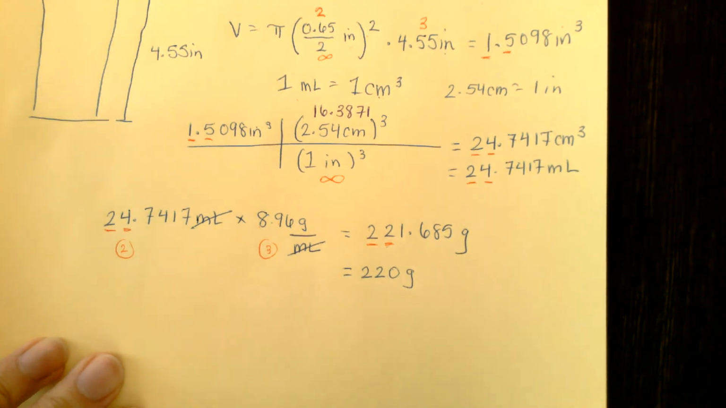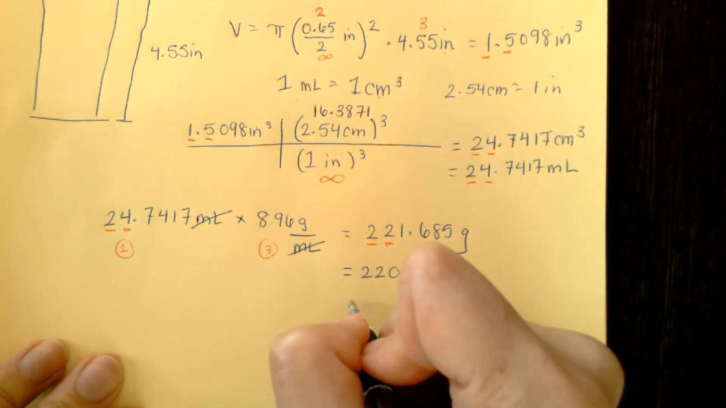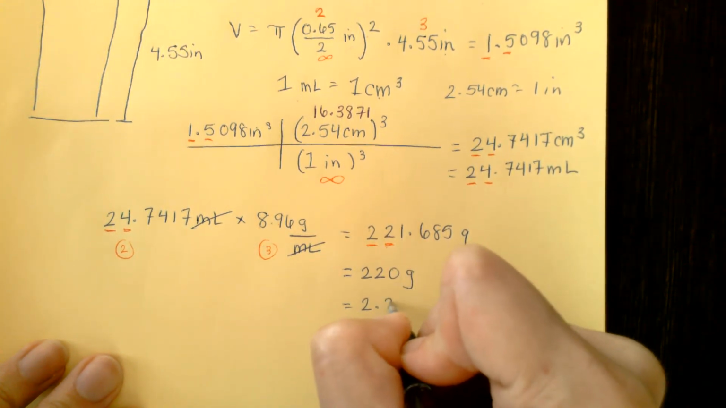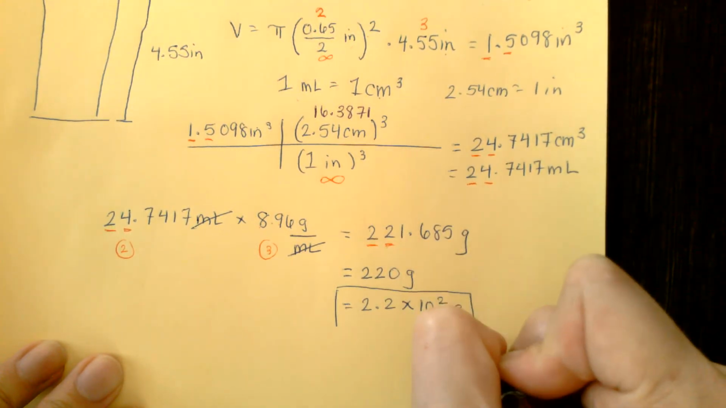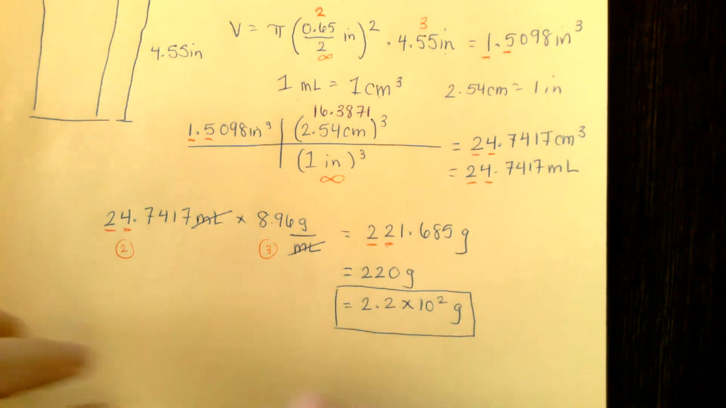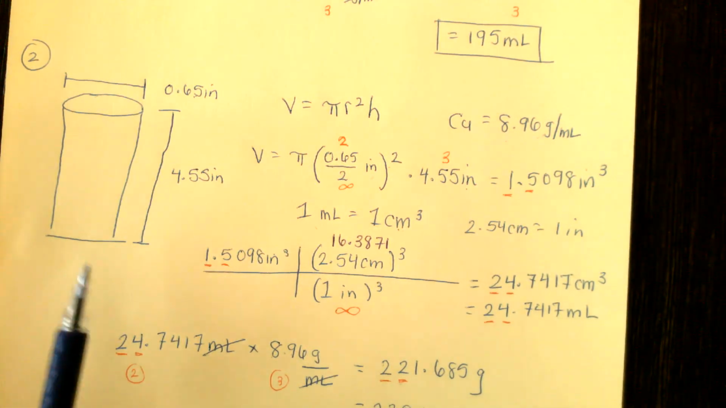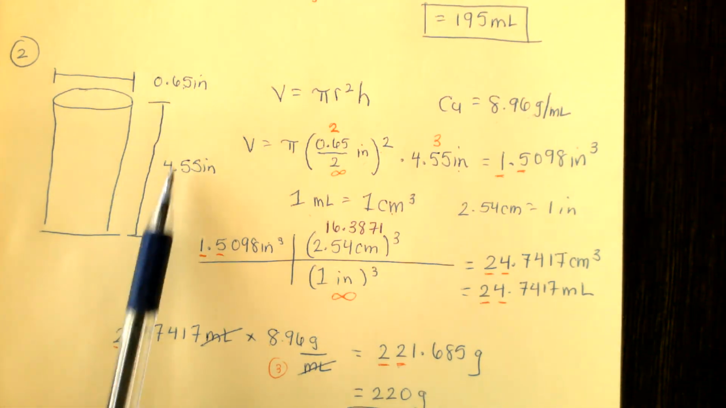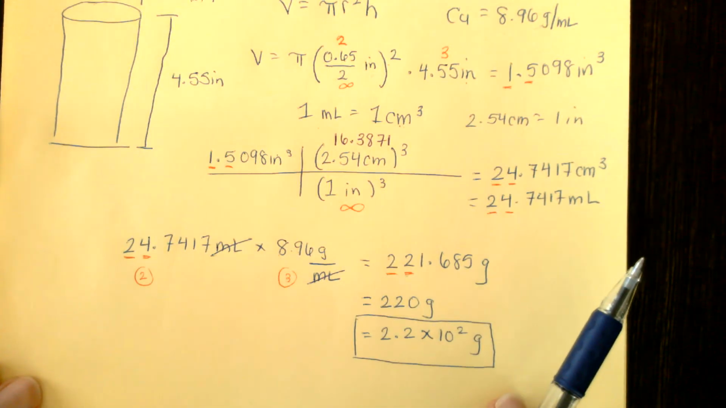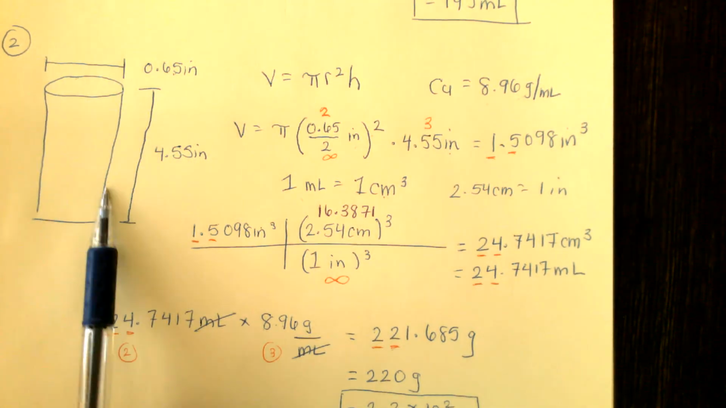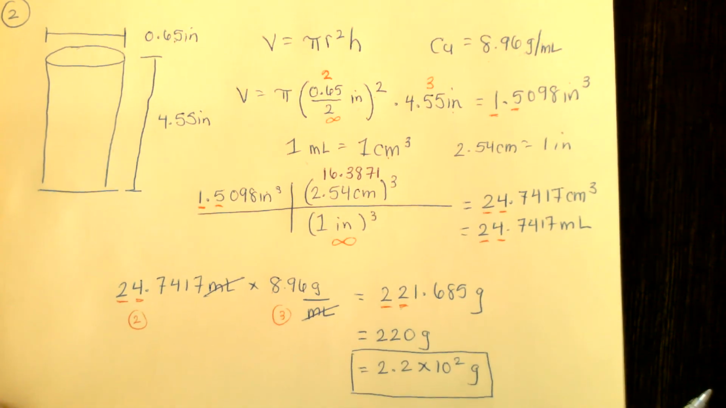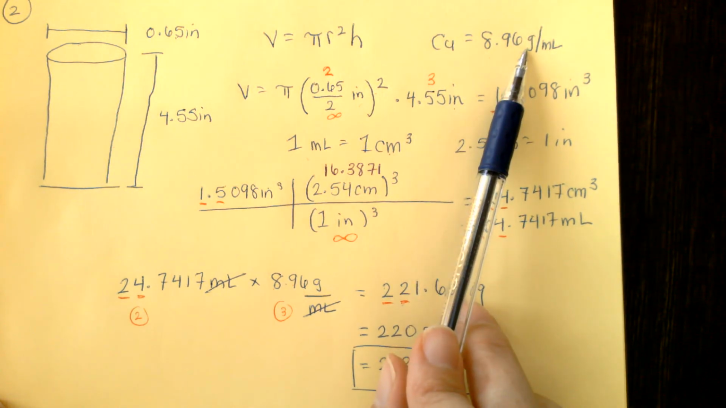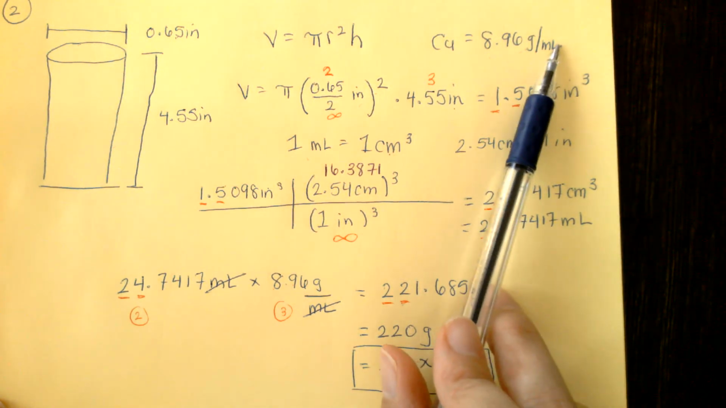Where that 0, you could leave it because we wouldn't count that as being significant. But if we really wanted to show that it is not significant, we would call it 2.2 times 10 squared grams. So that's our mass of copper if we had a cylinder of copper with these dimensions here. Where again, because we had a volume and we were finding a mass, we used the density to do that. It relates the mass of an object to the space that it occupies.